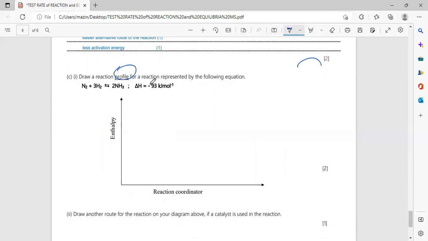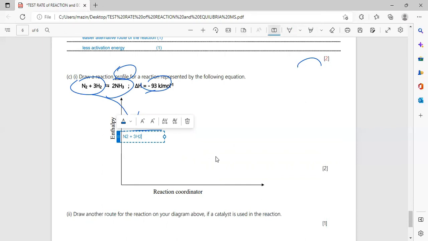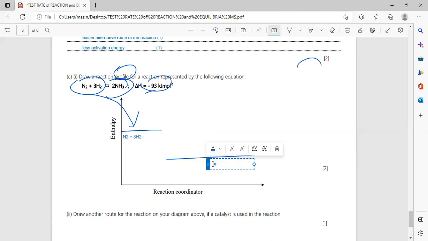Profile means you should show the activation energy, and reactants are this, products are this. All the information here need to be shown. This is exothermic. Exothermic means reactants should be at higher level. Here you should write this too. If you just write reactants, you will lose mark. You shouldn't write just reactant. N2 and 3H2, right? These 2 properly should be written there. You may not write a state symbol. And the products, here's a product. Products should also be written correctly. You shouldn't write just product. Okay? Just product is not enough.